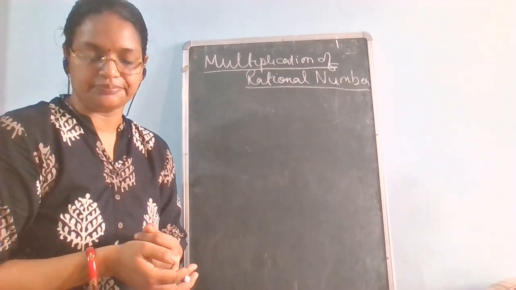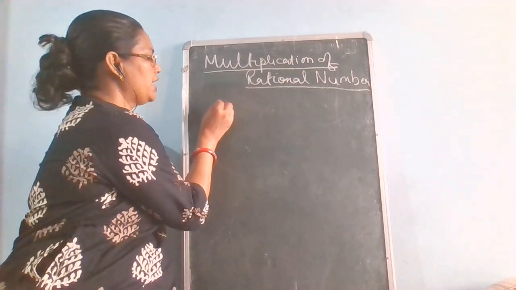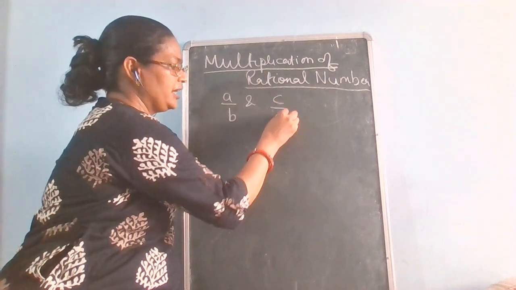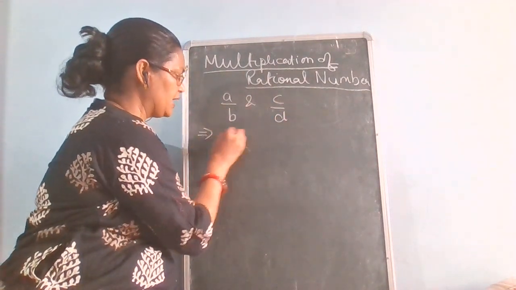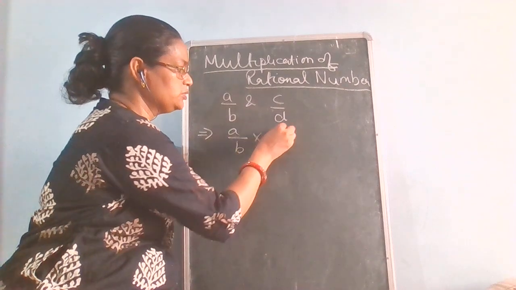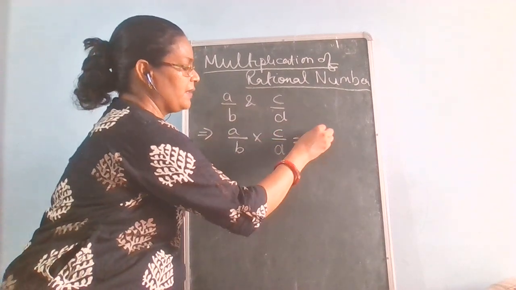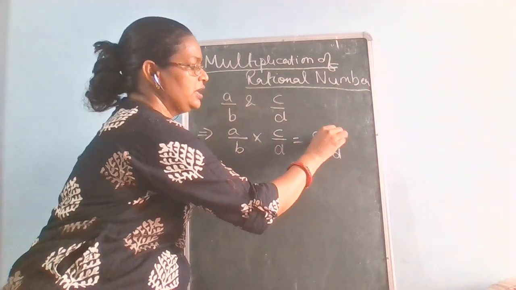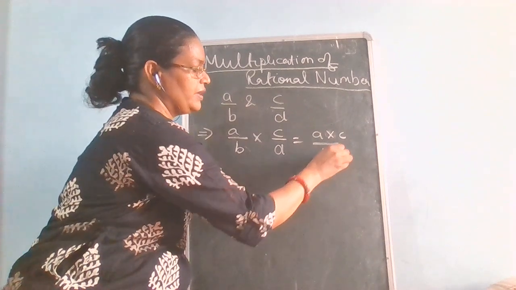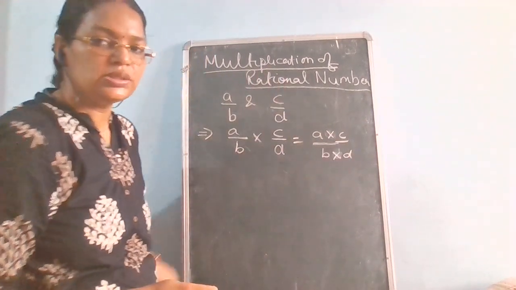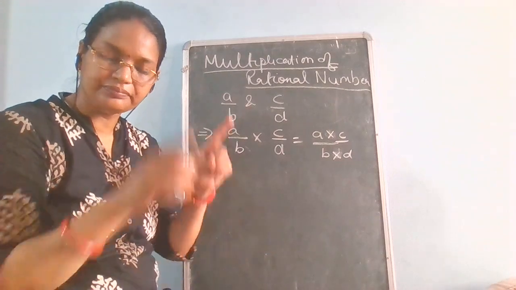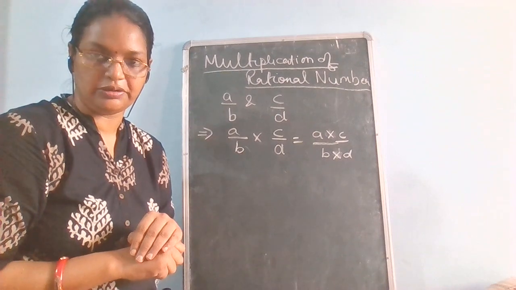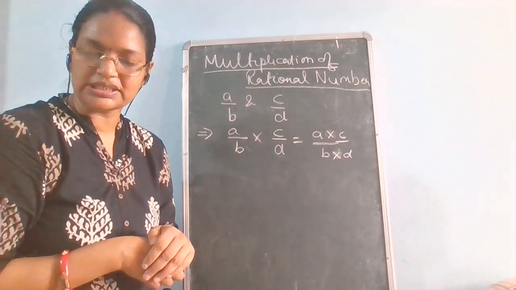the integers. So if there are two rational numbers, a by b and c by d, and we have to multiply, this implies a by b into c by d can be given by ac by bd, or you can simply write a into c over b into d. Right? So this is the multiplication. Numerator gets multiplied by numerator, denominator gets multiplied by denominator. Of course, you can convert into the standard form.